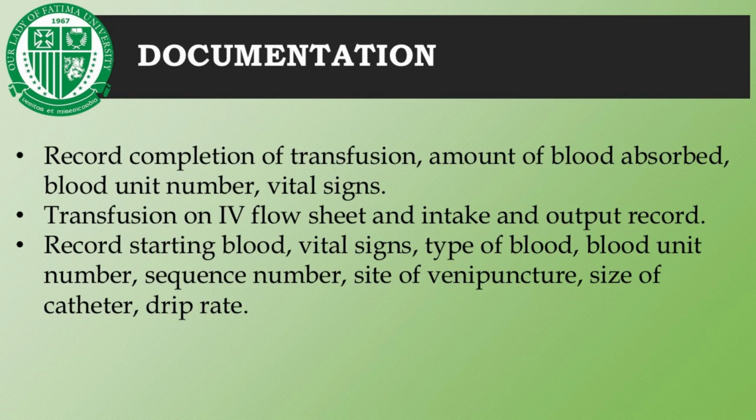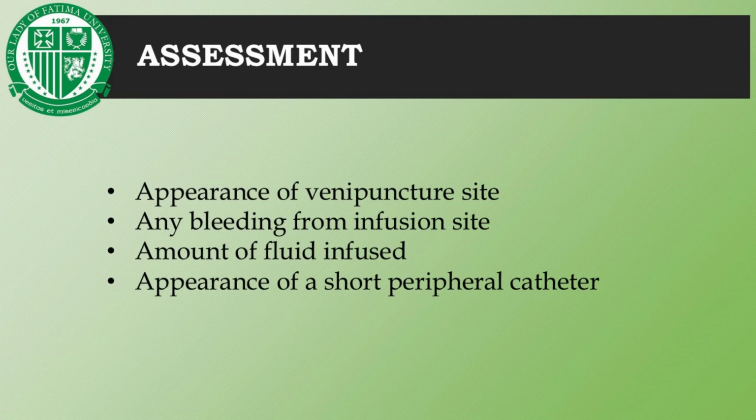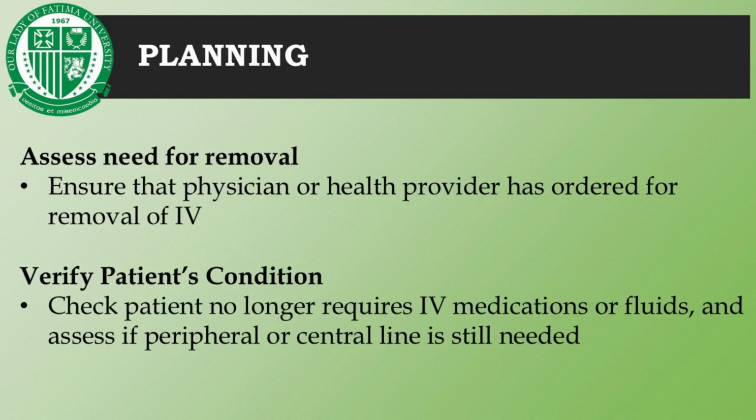Record starting blood, vital signs, type of blood, blood unit number, and sequence number, including the venipuncture site, catheter size, and drip rate. The last procedure we will discuss is the appropriate IV removal. For the assessment, the nurse should assess the appearance of the venipuncture site, any bleeding from the infusion site, the amount of fluid infused, and the appearance of a short peripheral catheter. For planning, the nurse should first assess the need for removal.